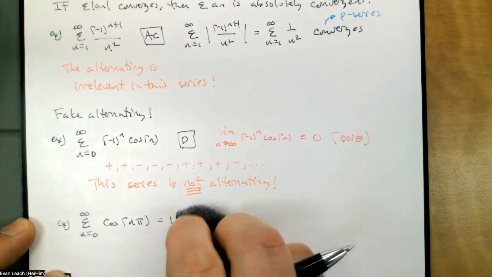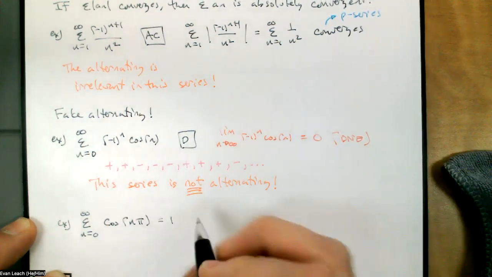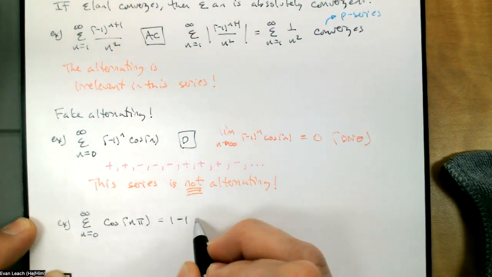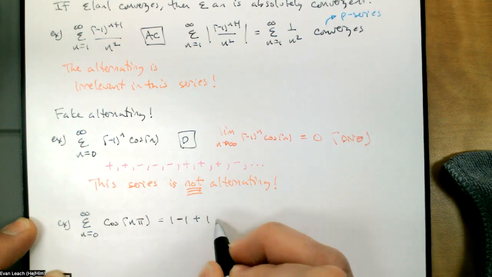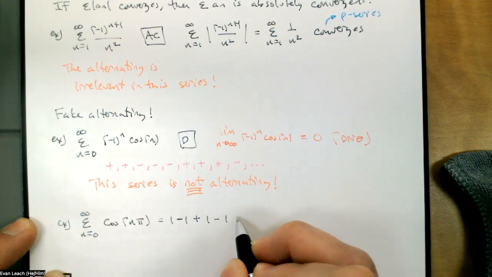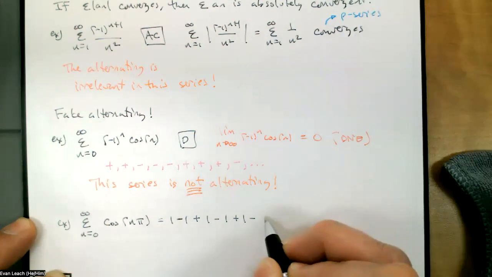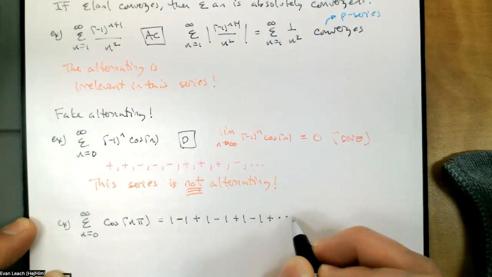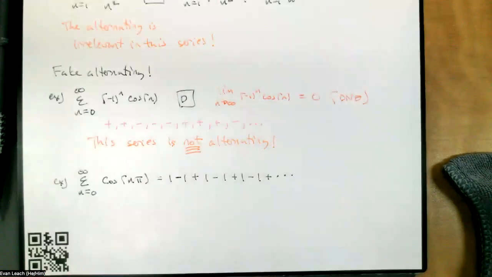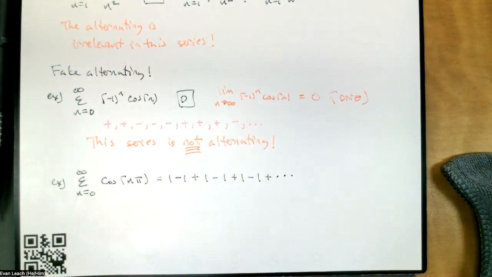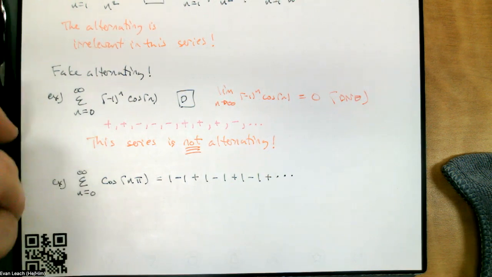Oops, not a sequence. Cosine of 2 pi is 1. Cosine of 3 pi is -1. Cosine of 4 pi is 1. Cosine of 5 pi is -1. The series is alternating. This is just another way of writing -1 to the n. It's alternating.